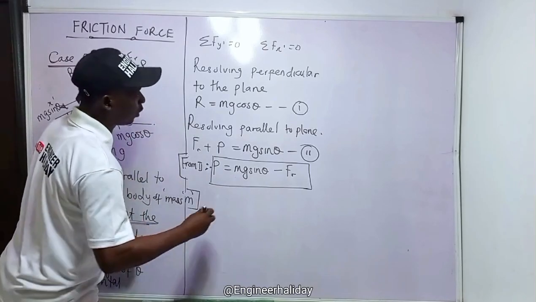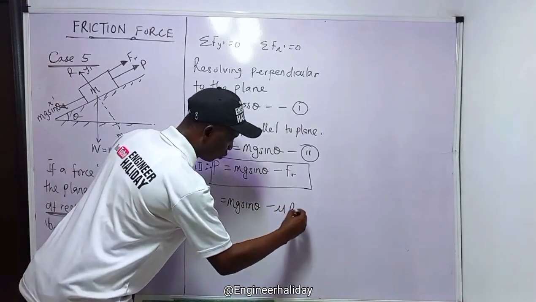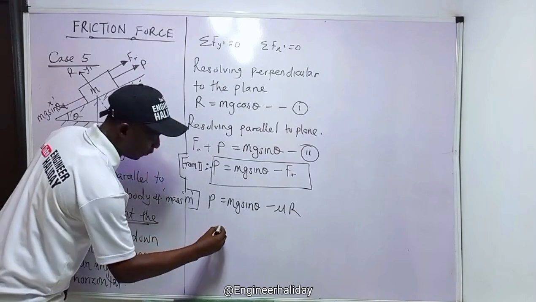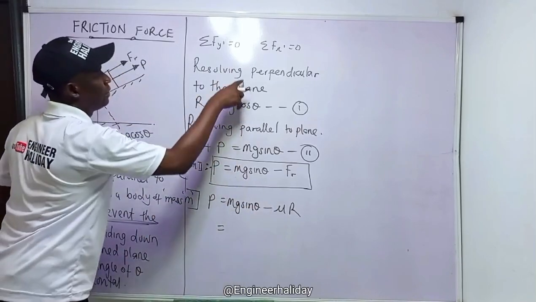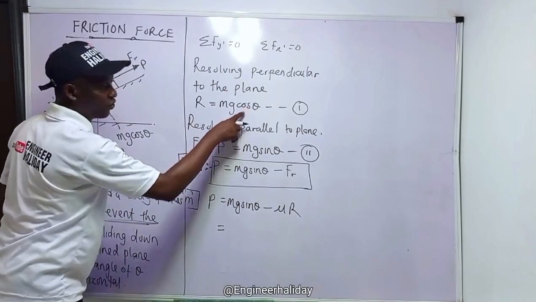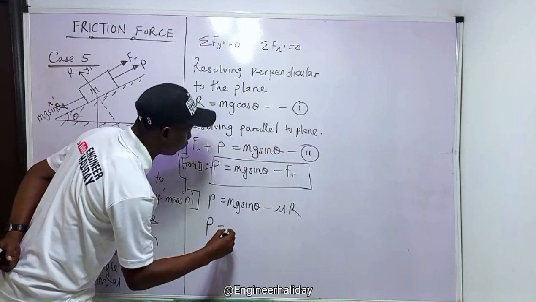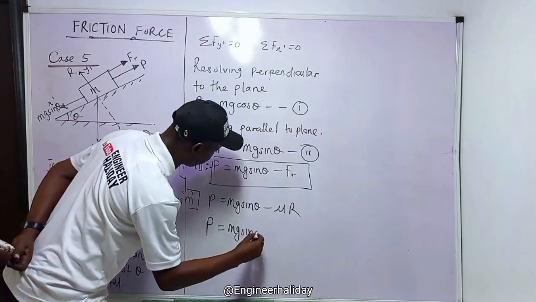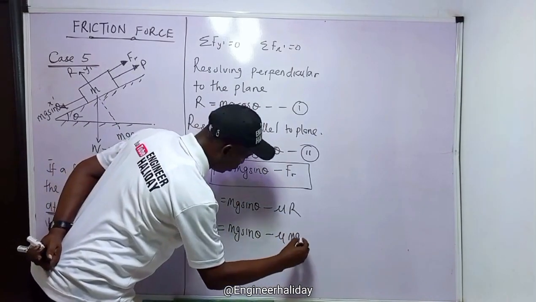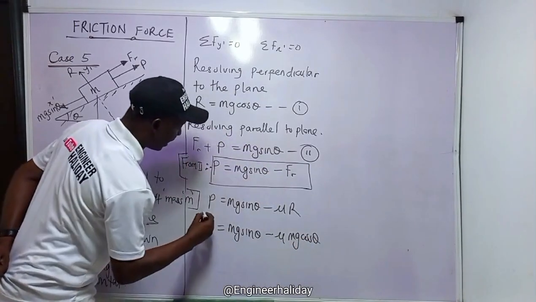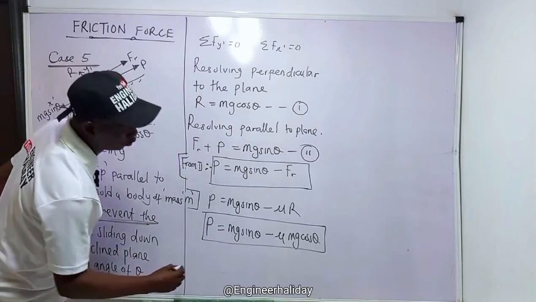We can also move further. Don't forget, mg sin theta is equal to mu R. In case they did not give you the parameter of frictional force directly, you remember that R is equal to mg cos theta in our equation 1. Therefore, P becomes mg sin theta minus mu mg cos theta.